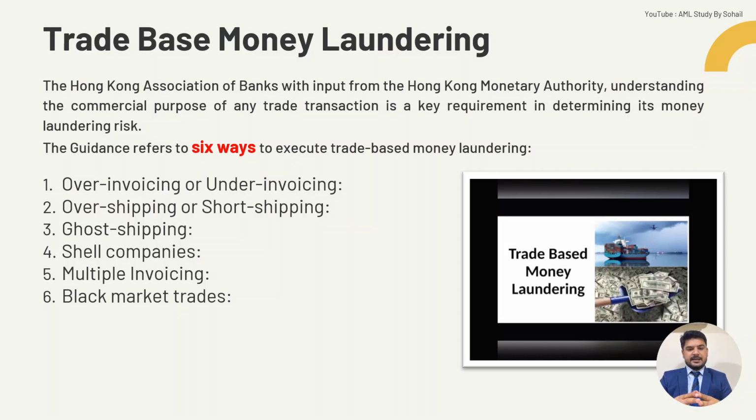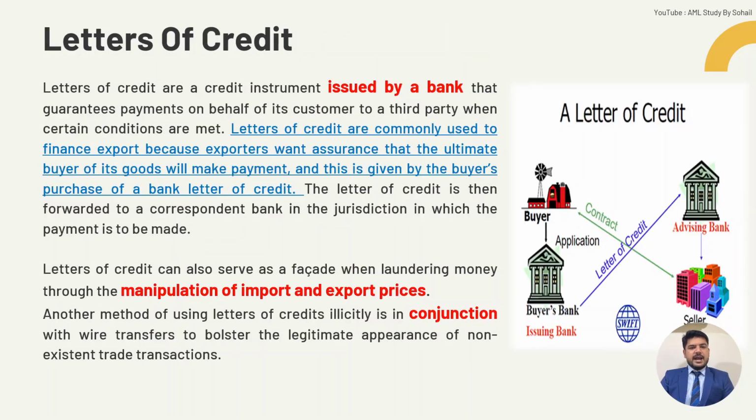Multiple invoicing: if a launderer ships the product and gives multiple invoices against the same shipping, he is presenting multiple invoices against the same shipment. This term is also used in money laundering. Black market traders.